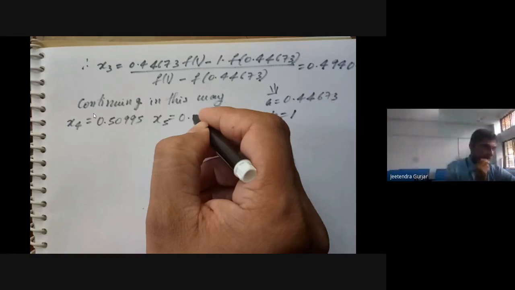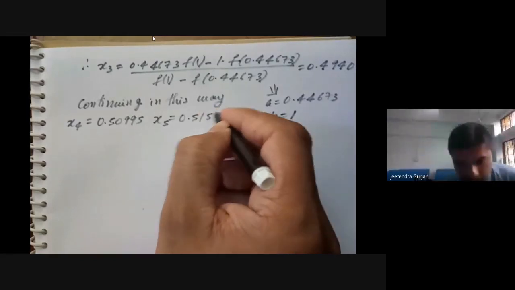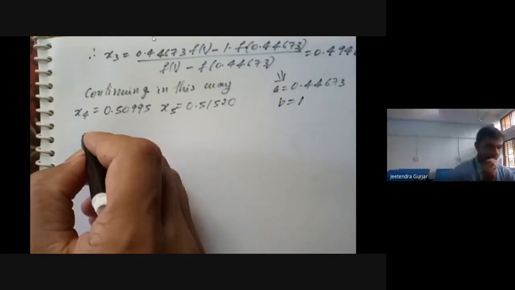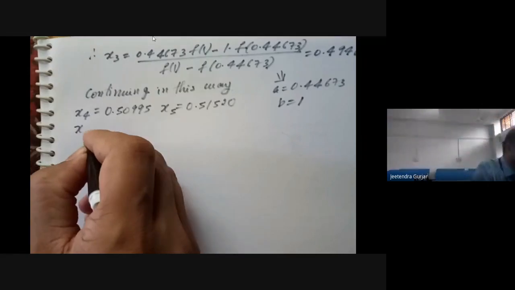Whatever x we are getting, x4, that is the A value for x5. Whatever x5 value we are getting, that is the A value for x6. Whatever x6 value we get, that is the A value for x7. So like this the value will change. When you get the A value, you have to find f of A. I think it is clear now. Already for x5, everyone has got the answer. I'll just write it down. It is 0.51520. Students, can you try for x6 now?